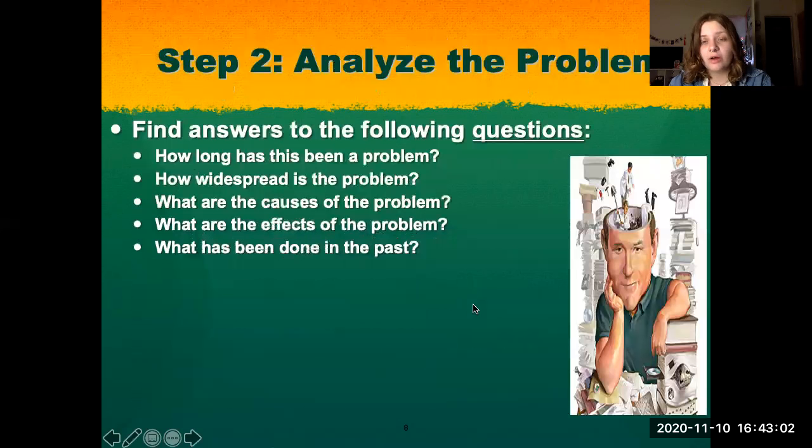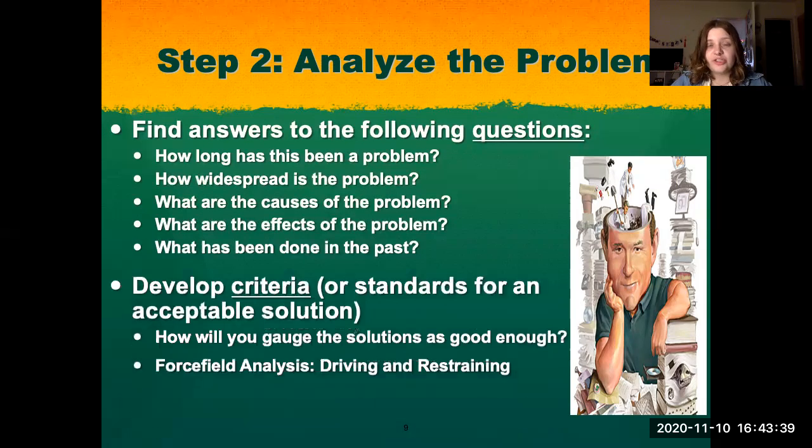Then moving on to analyzing the problem, you want to find answers to the following questions. And there is this, the example is in the guidebook as well as all of the questions specifically. I'm not addressing all of them here. I'm just kind of helping you guys walk through it. So for step 2, you're going to want to think about how long has this been a problem, how widespread is the problem, what are the causes, the effects, and what has been done before.